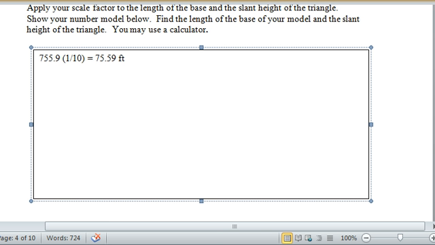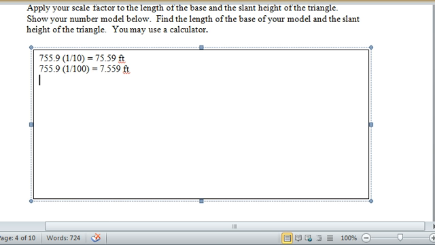I think that's a little bit large. Even if we were to make a model of the pyramid, that would be way too big. Let's try something different. Let's try maybe a scale factor of 1/100th. So let's do 755.9 times 1/100. Now on your calculator, you know that means to take 755.9 and divide it by 100. And for that we get 7.559 feet. Still, I think that is a little bit large for our model.